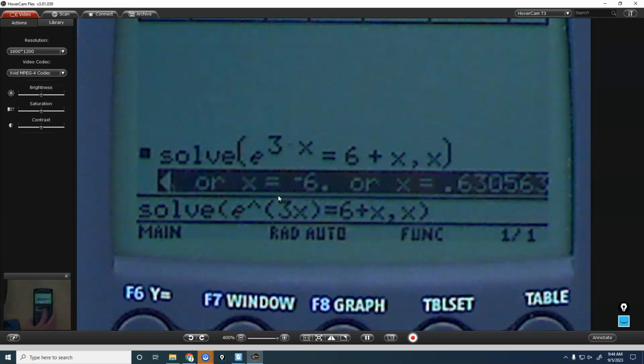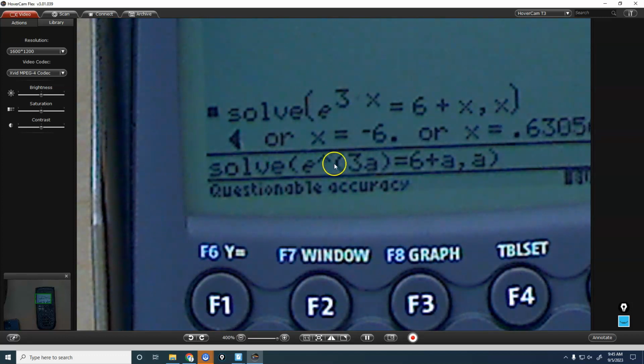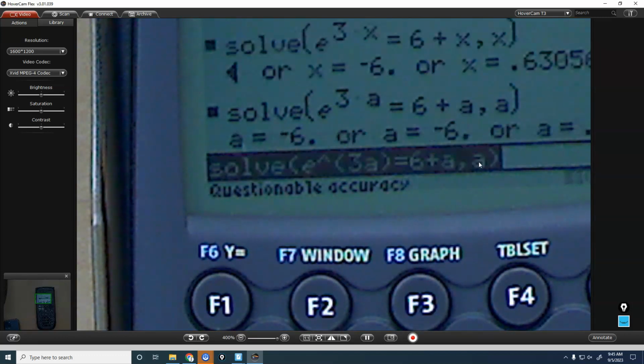Because if you just do alpha, like if I'm going to do that same thing, let me type it in real quick. Solve e to the 3a equals 6 plus a, comma, a. It can solve for other variables there. You just have to consistently use the a until you're solving for the a. We'll get the same answers. All right.